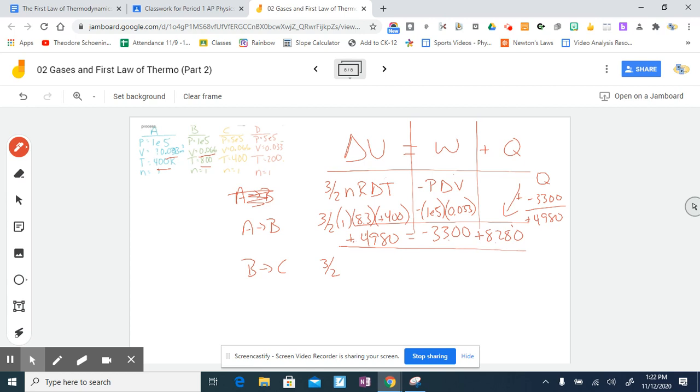All right, so I will finish putting the numbers in for this. For the R value, that's 8.3. And then we see that our delta T in this particular case goes from 800 to 400. There's a change of negative 400. And we end up with negative 4980 here. We would do the same thing over here on the P delta V. We would just put our numbers in there and we would go from there.